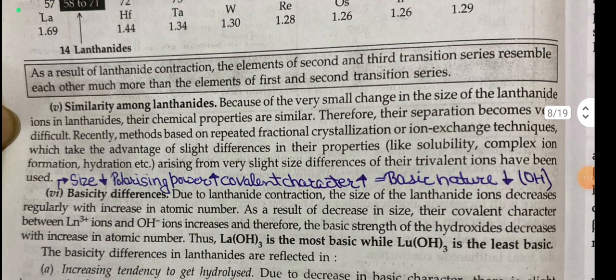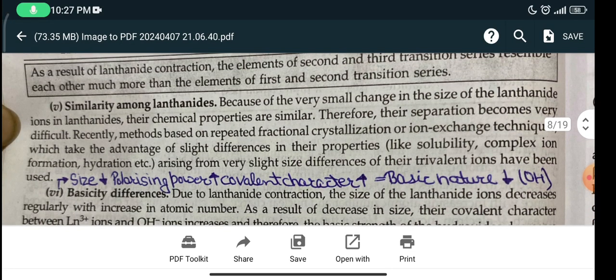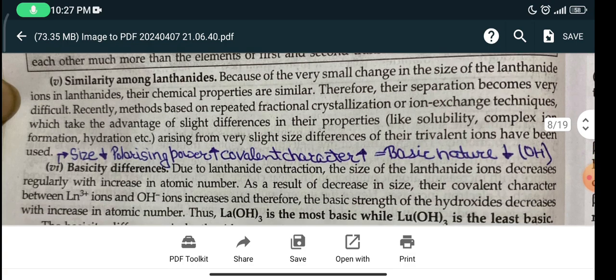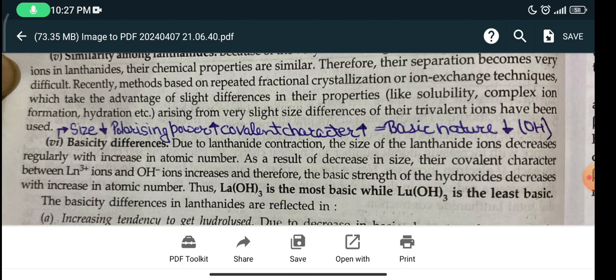Because of the very small change in the size of the lanthanide ions, the chemical properties of the lanthanides are similar. Therefore, their separation becomes very difficult. Methods based on repeated fractional crystallization or ion exchange techniques, which take advantage of slight differences in their properties like solubility, complex ion formation, hydration, etc., arising from the very slight size difference of their trivalent ions, have been used.